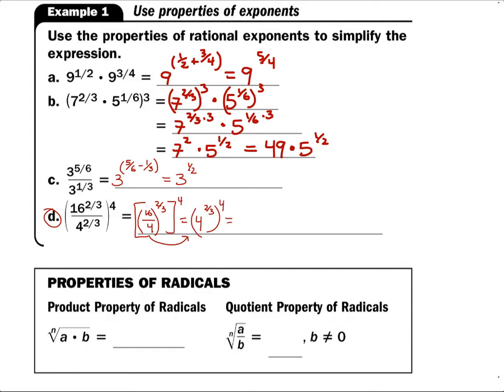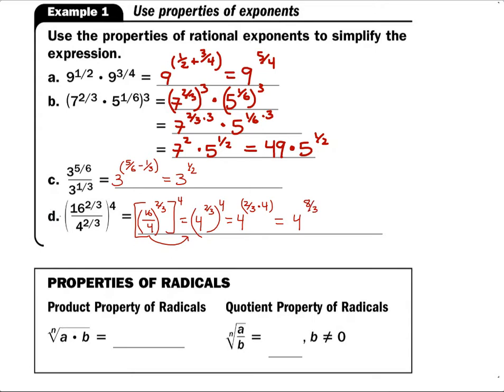And so that's the same thing as 4 to the 2/3 times 4, because the power of a power is where the exponents multiply. So it's 4 to the 8/3. That's our answer there on D.